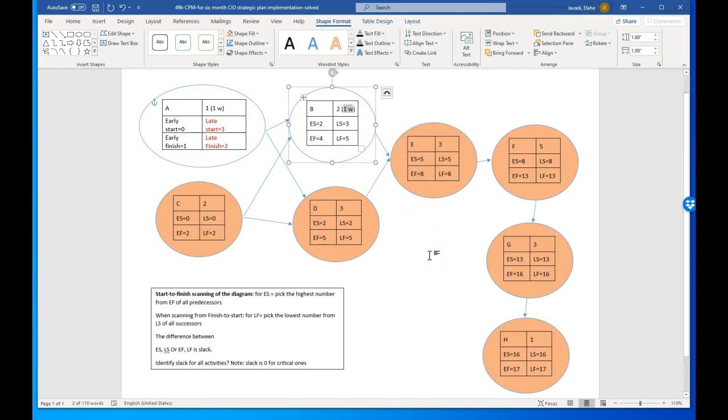What do you use the slack for? So imagine this process is your strategic plan implementation process. You plan it for 17 weeks and you don't want to delay it, but you realize that D, which is your fourth activity, is taking longer. So you know that D is critical. If it takes longer, the whole process will take longer. So what do you do? You see that B is not critical. Maybe you can move resources from B to D and make sure D is not delayed. So the whole process of your strategic implementation stays on track. All right.